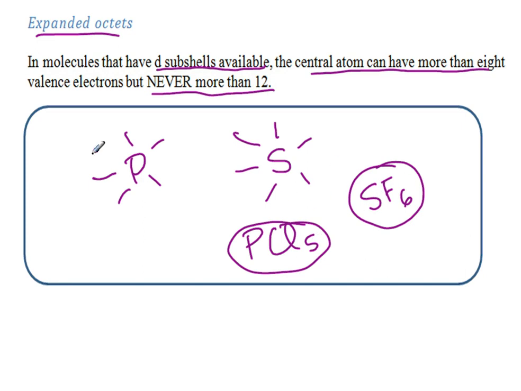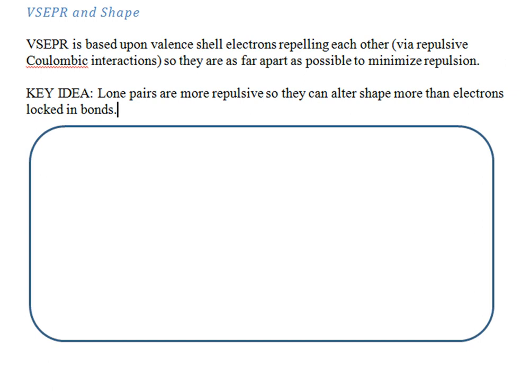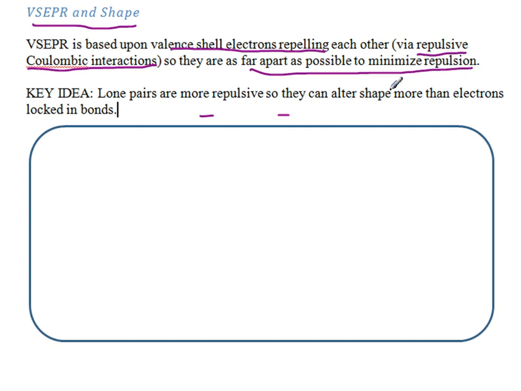Since those are expanded, you always want to draw them to make sure, but they're definitely expanded octets. VSEPR. VSEPR theory is based on the idea that valence shell electrons repel each other. We know the idea of repulsion from Coulombic interactions: like charges repel. If you have a negative and a negative, they repel. Electrons repel each other. So VSEPR geometry comes from the idea that they're always going to be as far apart as possible to minimize repulsion. The other key part is that lone pairs are more repulsive, so they alter the shape more than electrons locked in bonds.